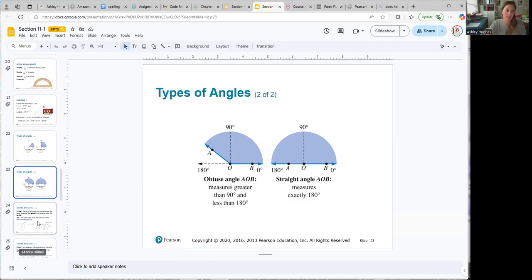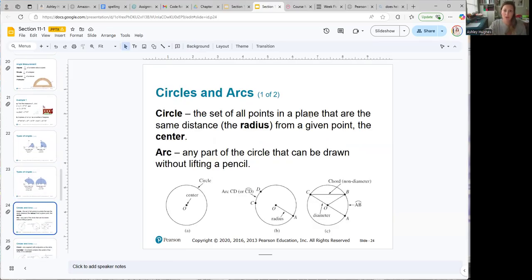A circle is the set of all points in a plane that are the same distance from any given point. An arc is any part of the circle. So circle center O here, the way you would draw a circle is you measure a distance and then keep that same distance all the way around. A chord is a segment that goes across the circle that's not the diameter. The diameter is what cuts the circle in half, and the radius is half of the diameter.